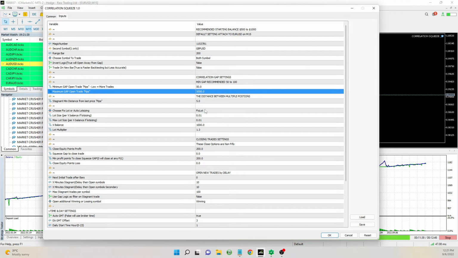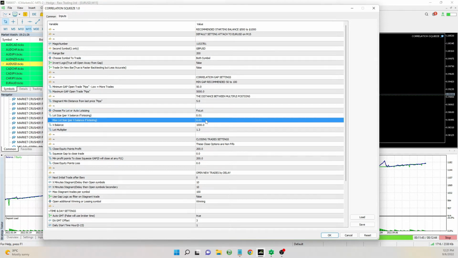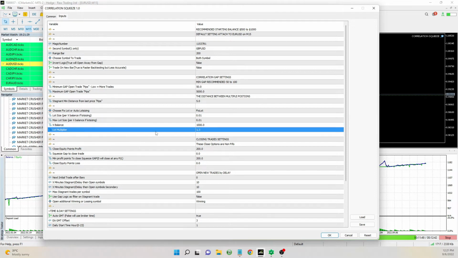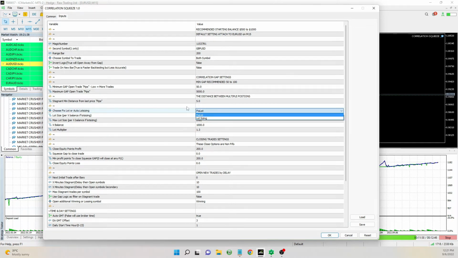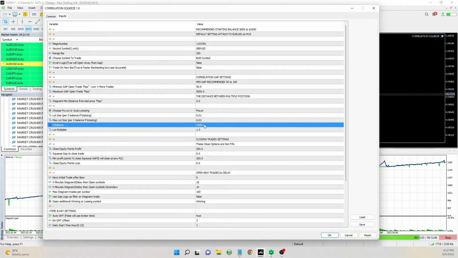Then you have your lot settings here. Fixed lot, it's just going to trade whatever you have here, and max lot here. Keep these the same unless you want to use the lot multiplier. The lot multiplier will increase your lot size up to the max lot size. If you choose auto lot sizing, it will literally go per balance, right? So you have 0.01 for every $1,000 balance, and you can adjust that.